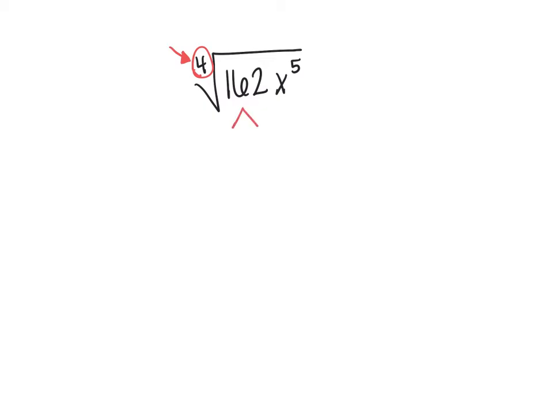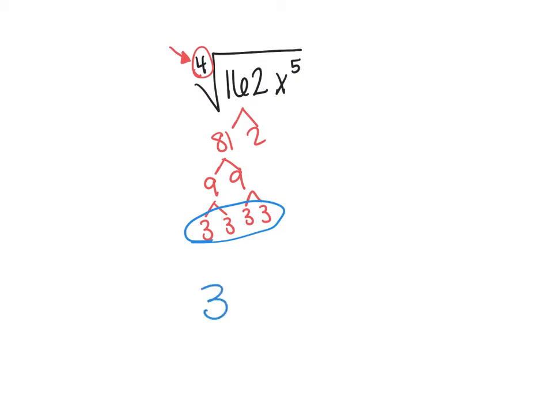So 162 is 81 times 2. 81 is 9 times 9. And the 9s can be broken down into 3 times 3. So again, fourth root, I'm looking for groups of 4 from my prime factors. So here's a group of 4 3s. This 2 does not fit into a group of 4, so it's going to remain underneath the fourth root. Because this was a group of 4, I got to bring out a 3.